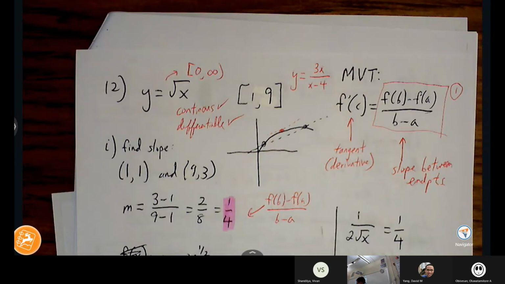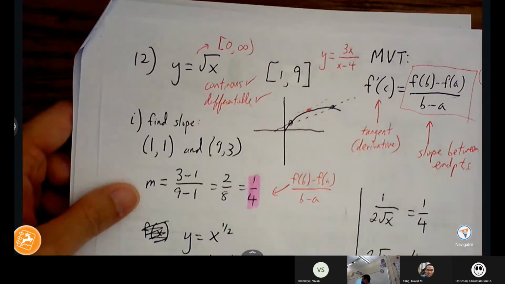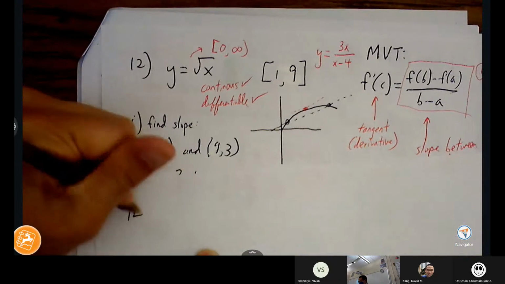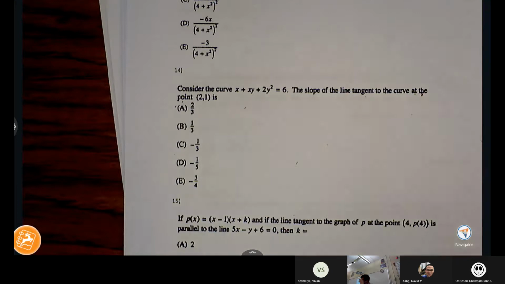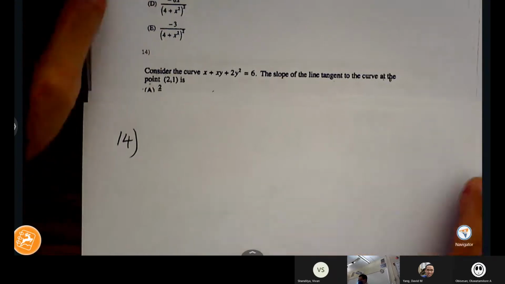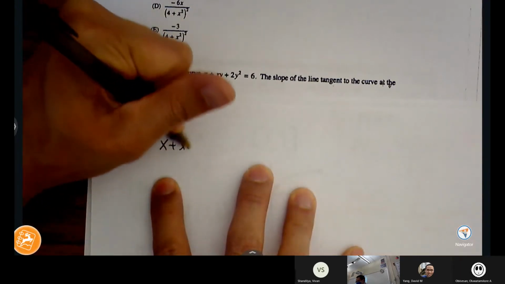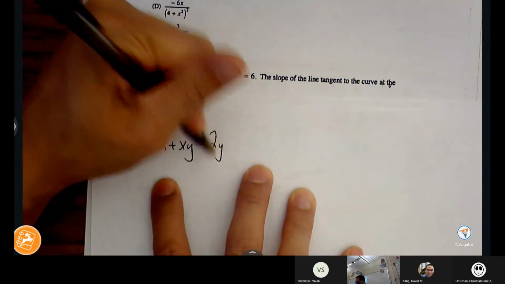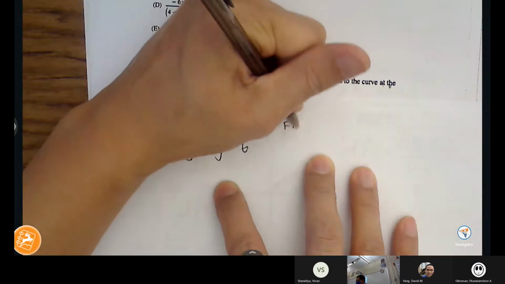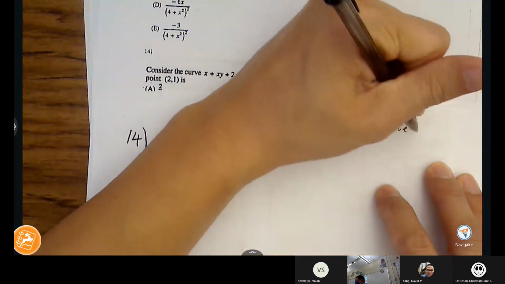All right. Let's do an implicit one here, number 14. Again, we're working off of packet 3. All right, consider the curve. The slope of the tangent is, so we're just asking for the slope here. So we just want to find the derivative really first. Basically, it's saying find the slope of the curve at 2, 1.